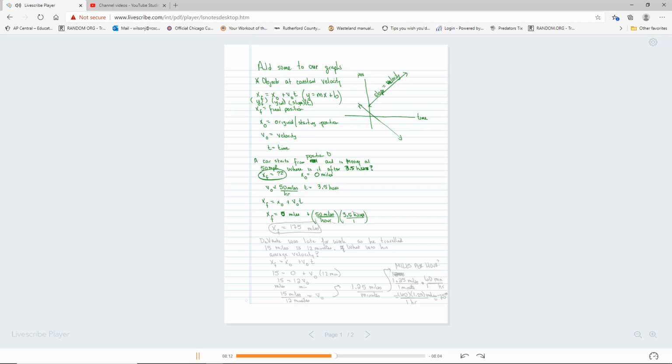So what is our final position? Well, our original position is 0 miles, so that doesn't really change anything, right? Whether you add 0 or subtract 0 doesn't make any difference. It only matters when you multiply by it. And then I look at this. I've got 50 times 3.5. 50 times 3.5 is 175 over 1, which is just 175. And of course, feel free to use your calculators, okay? Most of the time I am my own calculator.